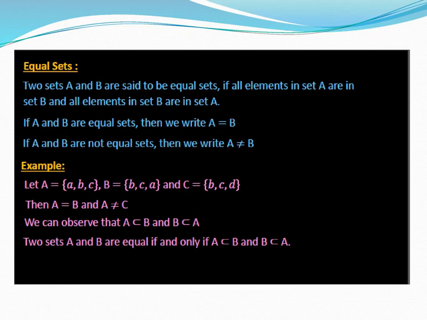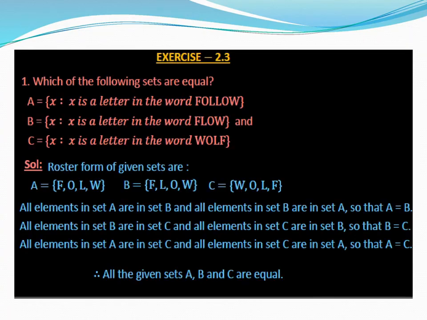So we can observe that A is a subset of B and B is a subset of A. Two sets A and B are equal if and only if A is a subset of B and B is a subset of A. If A is a subset of B and B is a subset of A, then we will write A equals B. Now we will solve the problems from exercise 2.